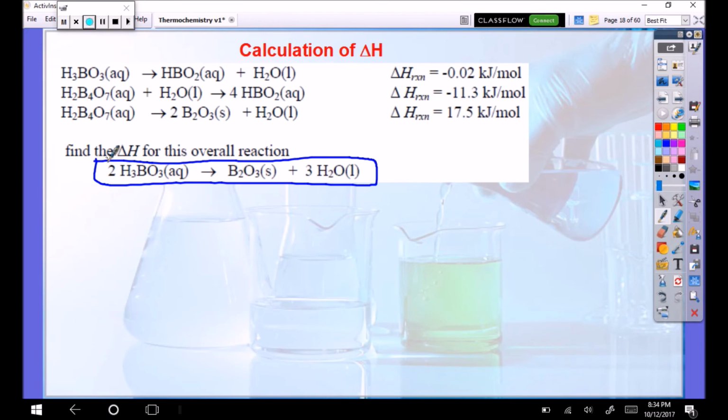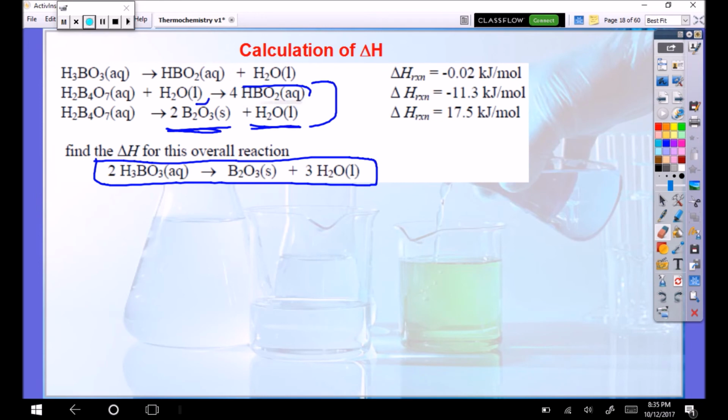So first things first, I want to make sure that the things that I want on the reaction side are in the right positions up here, right? So I see B2O3 as a product, that's good. I see water as a product, that's good. But an issue I'm seeing is that here I've got some water as a reactant. I also see species in here that I don't want, like HBO2, and they're on the same sides of the equation as well.